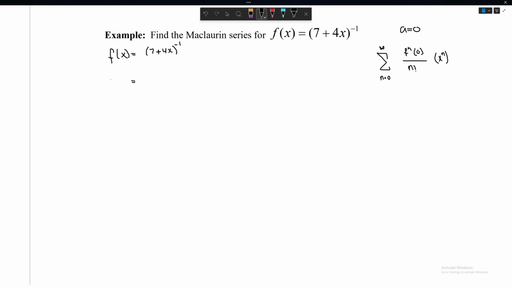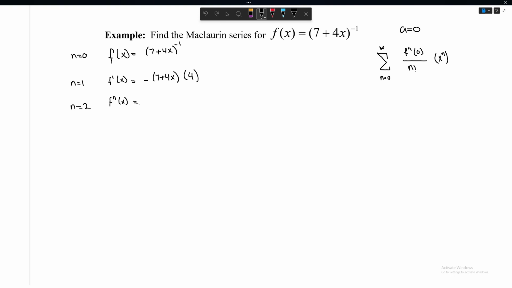Right? Now when I derive it, so this is n equals 0, 1. And then when I derive this, what will I get? You guys know, the negative 1 comes in front, so the negative comes in front. Then I will do my 7 plus 4x. Then you gotta times it by the derivative of the inside, which is just 4. Okay? Now, second derivative. I'm not really seeing a pattern yet.